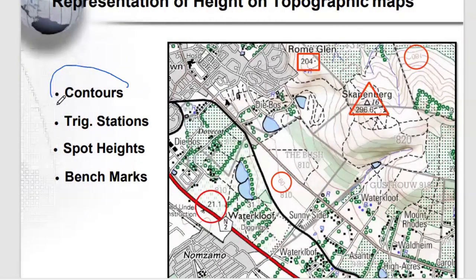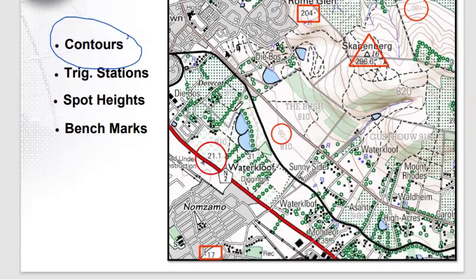Basically the contours join places of the same height on the map, which implies that whenever you see a contour line, it is joining places of the same height. Those places are equally located in terms of their altitude or height above sea level. How are our contours indicated on the map? We have a typical extract of a topographical map here.